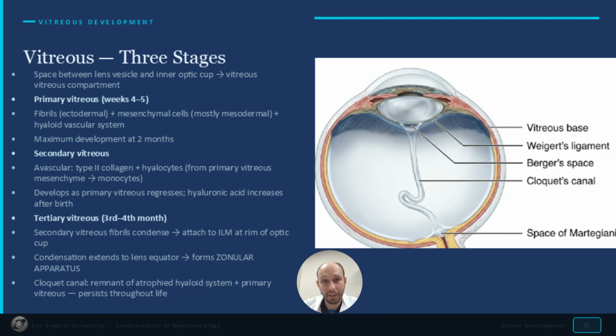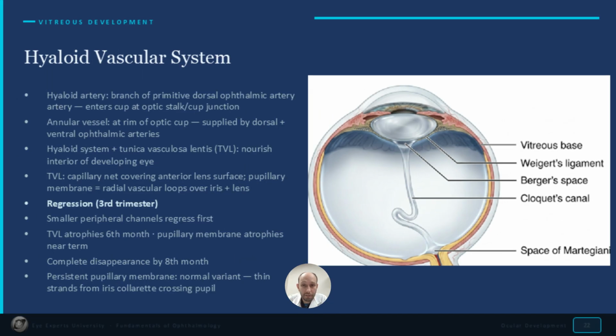Now, the vitreous has a pretty complicated three-stage development, and then it doesn't do much after it's formed. But the main thing here is that there are 3 stages. The tertiary vitreous forms around the third month, and the Cloquet canal that you see is a remnant of the primary vitreous. So the hyaloid vascular system forms during development and completely regresses over time. It kind of forms this primitive dorsal ophthalmic artery. Now, over time, it starts atrophying and completely disappears by the 8th month.